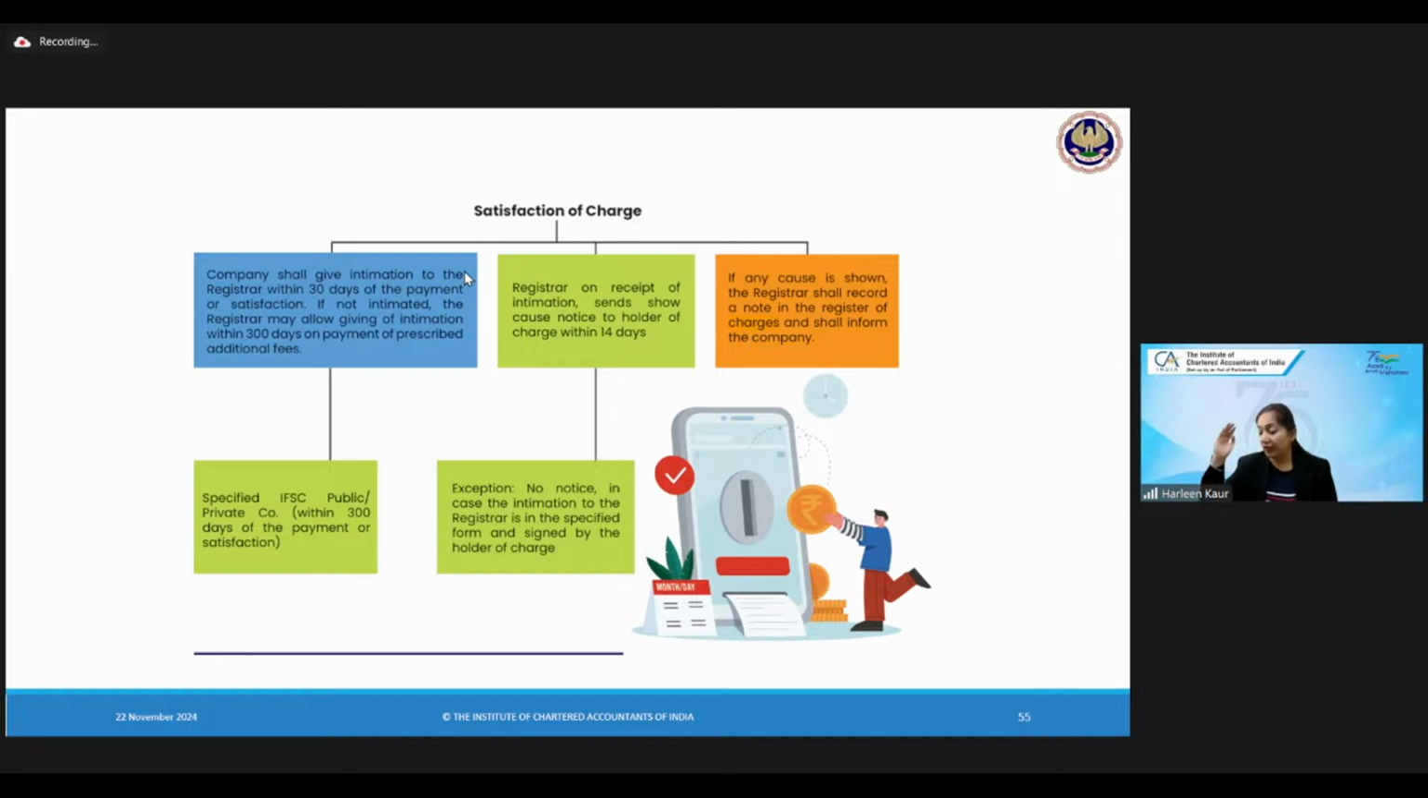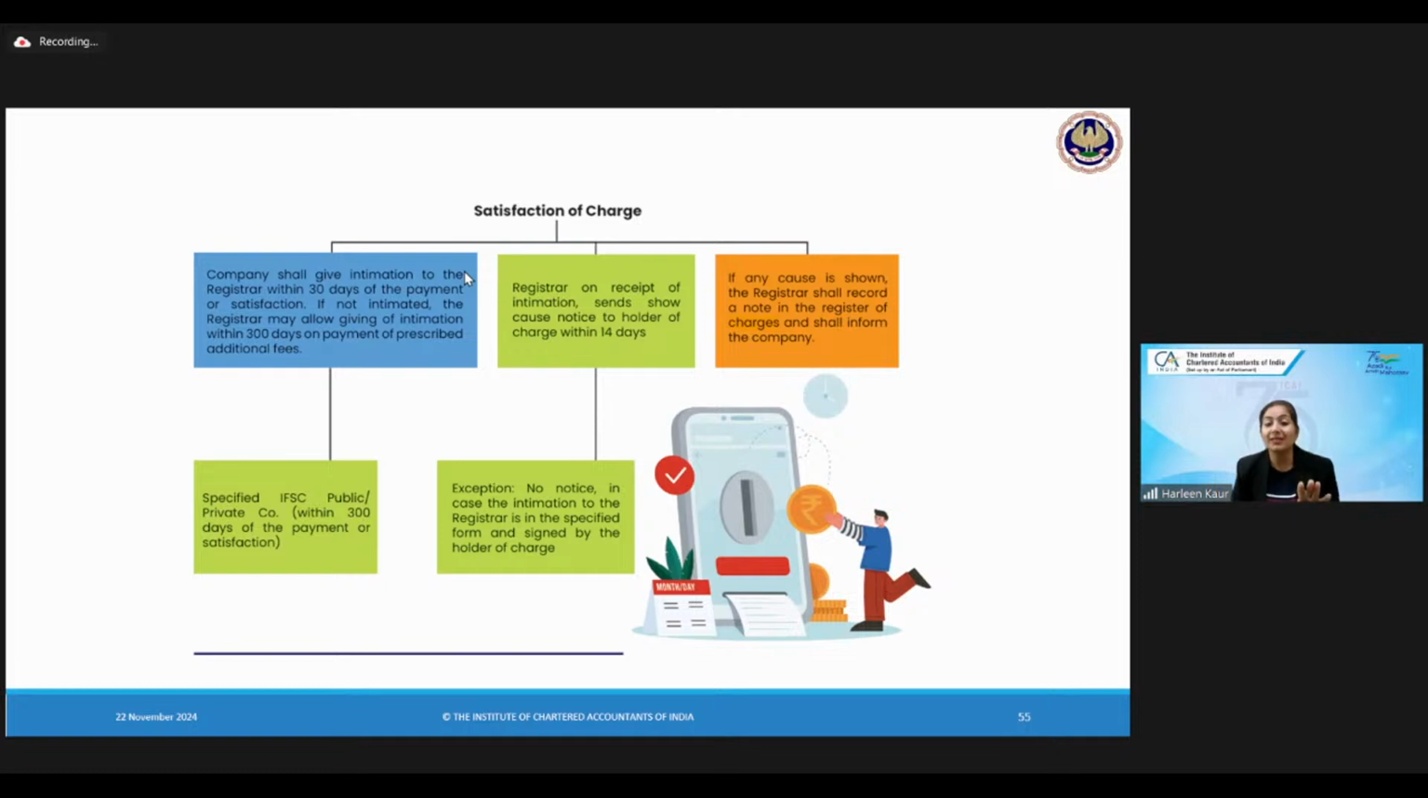It says if this form that I'm filing with you, CHG 4, I went to the bank and told them, please sign this form CHG 4, that this charge has now been fully paid off. If I'm telling the ROC that this is the bank's signature, they are satisfied that I have paid off the money and my property is free now. Do you think then the ROC will send the notice for 14 days to the bank? No, it will not. It's common sense. If the bank has already signed, then you don't need to go to the bank again.